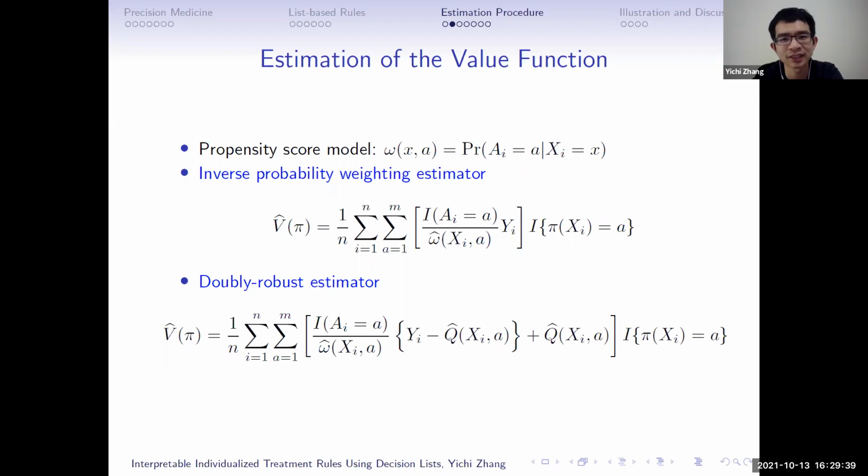If we have a randomized study, then this task is quite straightforward because we can estimate the randomization probability just using the sample proportion of the treatment in this data set.